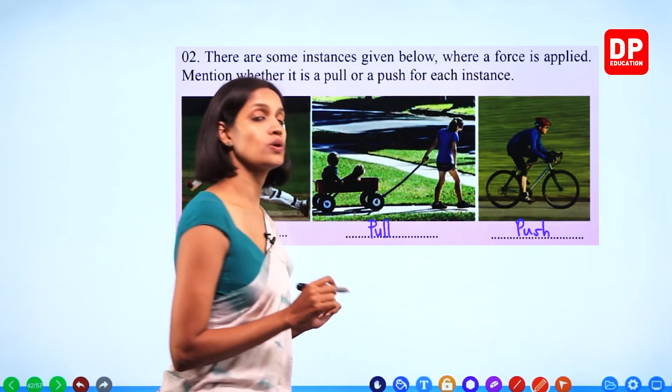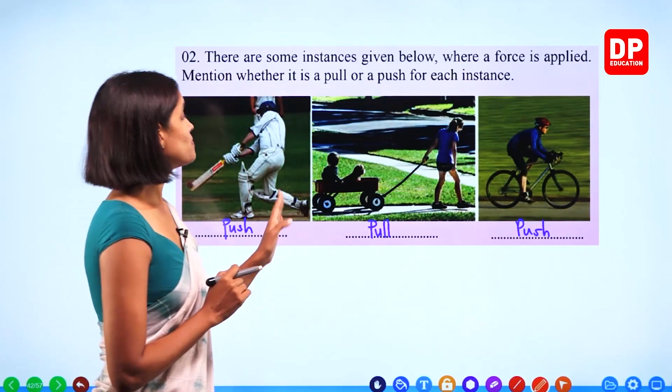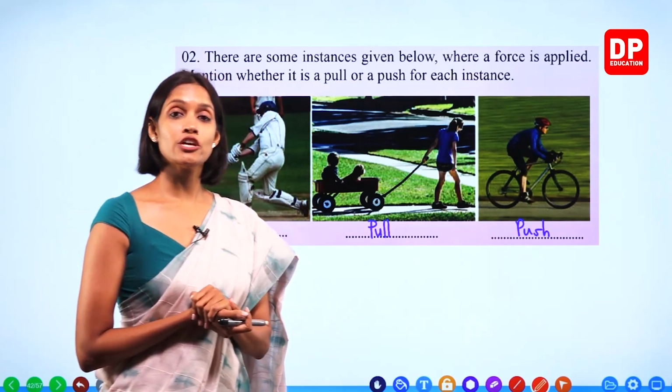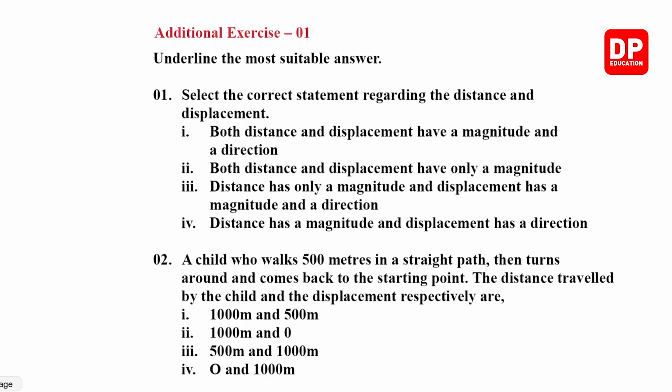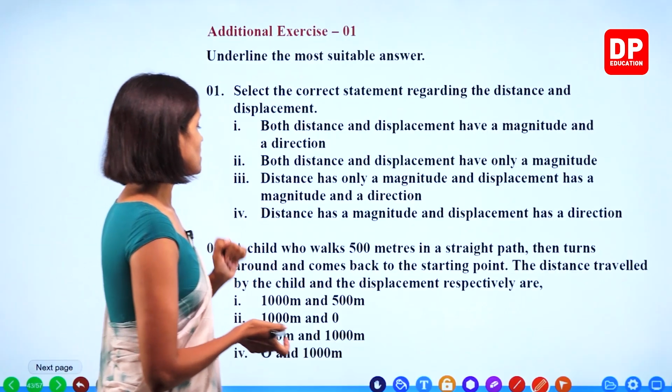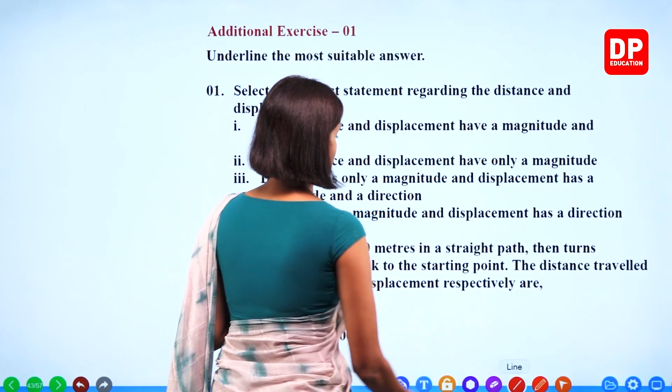Okay. So we have completed the activities given in the textbook. We will do some extra questions now. So exercise 1, underline the most suitable answer. Select the correct statement regarding the distance and displacement. We will read this now, you all are familiar with that.